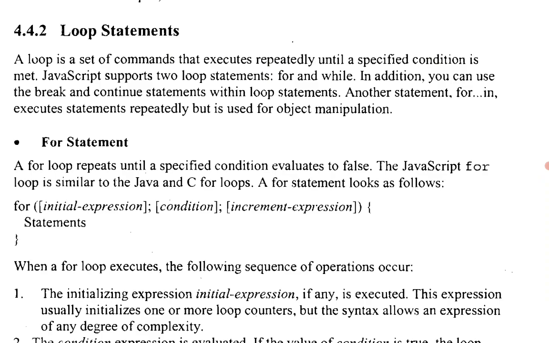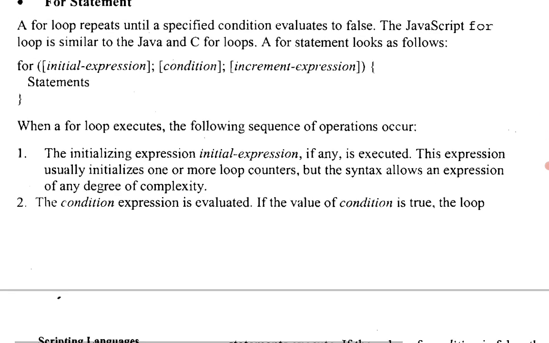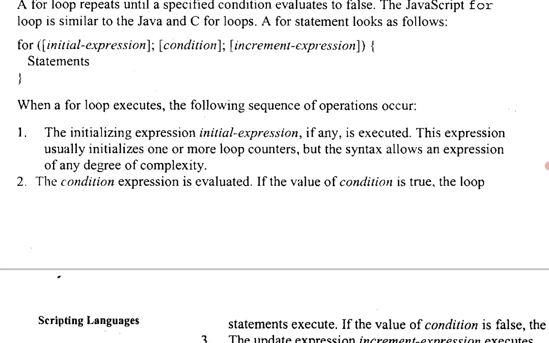So when a for loop executes, the following sequence of operations occurs. First, the initial expression, if any, is executed. This expression usually initializes one or more loop counters, but the syntax allows an expression of any degree of complexity. So, first of all, the initialization part is executed. Second is the conditional part.